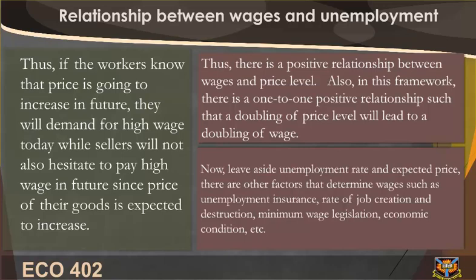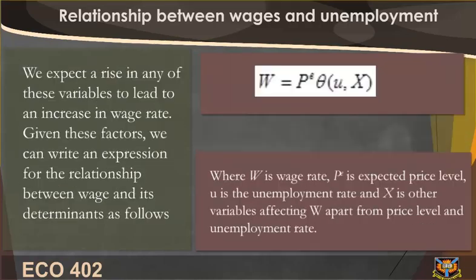Now, leave aside unemployment rate and expected price. There are other factors that determine wages such as unemployment insurance, rate of job creation and destruction, minimum wage legislation, economic condition, etc. We expect a rise in any of these variables to lead to an increase in wage rate. Given these factors, we can write an expression for the relationship between wage and its determinants as follows, where W is wage rate, P raised to the power E is expected price level, U is the unemployment rate, and X is other variables affecting W apart from price level and unemployment rate.